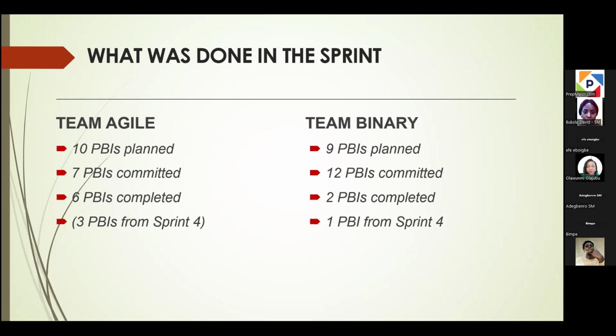All right. So for this sprint, Team Agile planned 10 PBIs. 7 PBIs were committed. 6 were completed, and 3 of the 6 are from sprint 4. Then for Team Binary, 9 PBIs were planned, 12 PBIs were completed, three others were added from the last sprint, and 2 PBIs were completed, and one of the PBIs is from sprint 4.